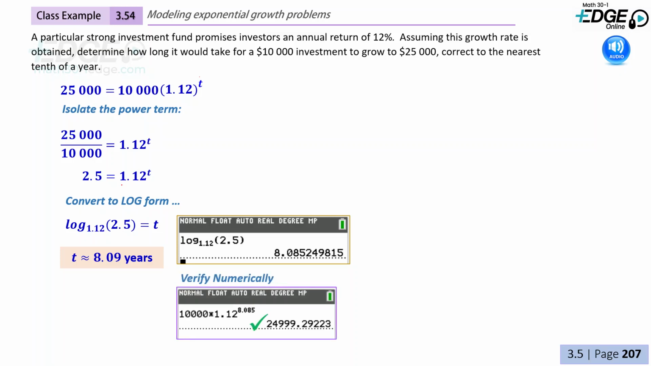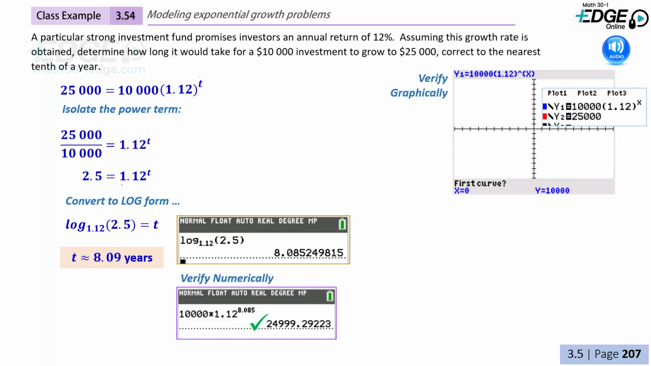Now we can check our work. We can put that number back in. If we actually put in 8.085, a little bit less rounded in this case, do we actually get 25,000? And yeah, we get very close. The reason why it's not exactly the same is because we had to round this. This was an irrational number. It would have actually gone on forever, so it was never going to be exactly right.